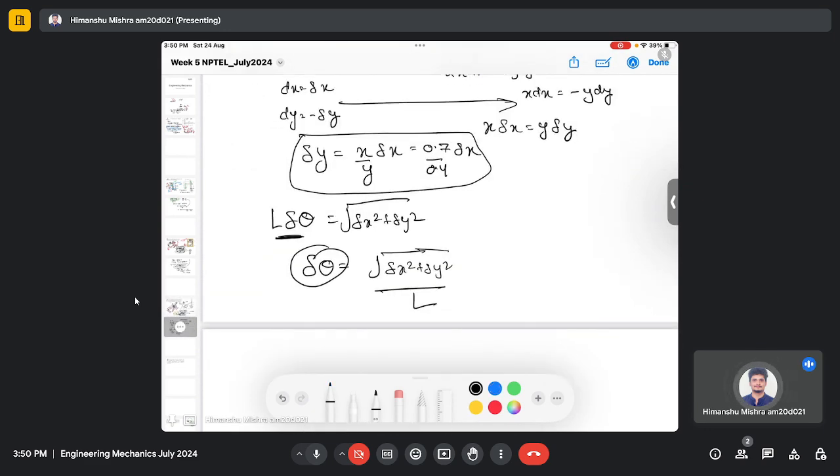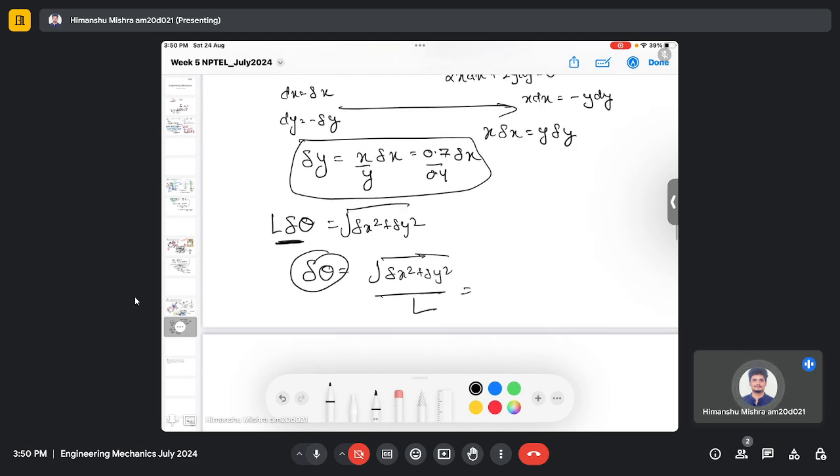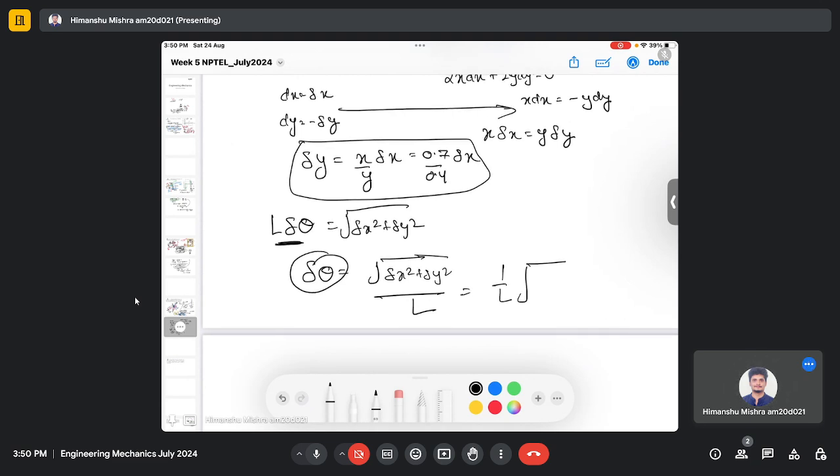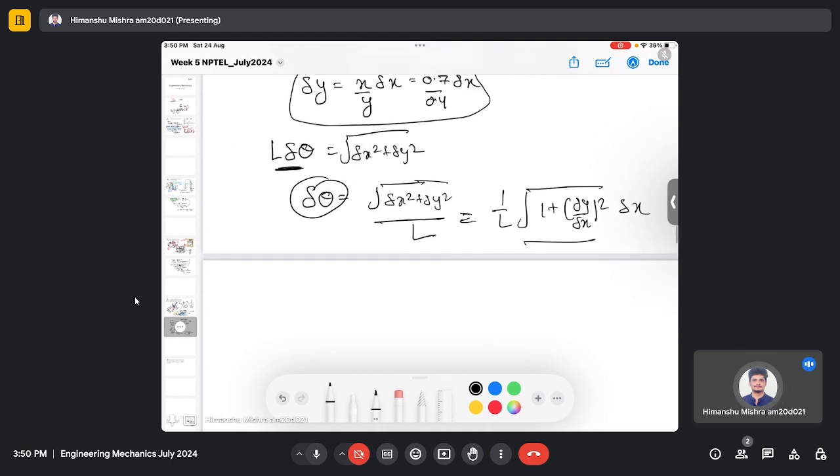So I can still simplify this expression here. So I can write this as 1 by L times the square root of 1 plus del y by del x squared, times del x. So just mathematical simplification. So this is my del theta. So now my summation of all virtual work should be 0 for the system to remain in equilibrium. So it will be ma del theta minus mb del beta equal to 0.